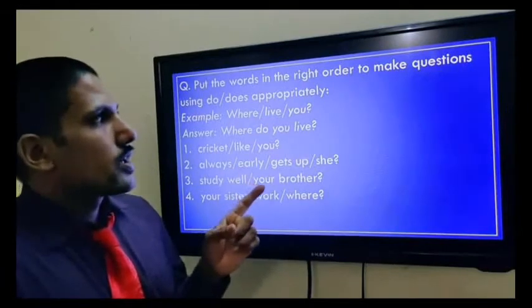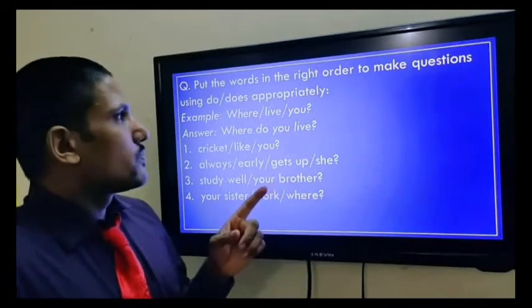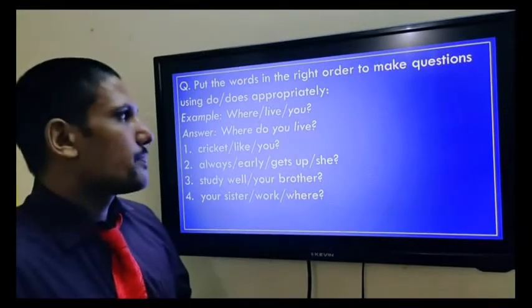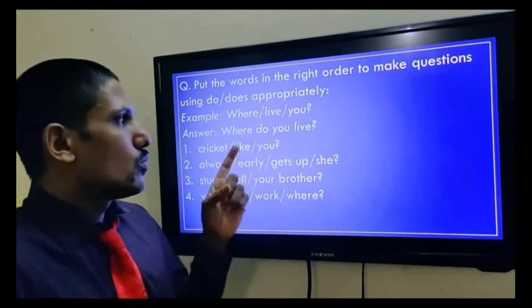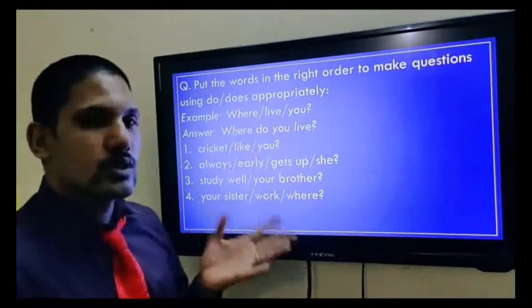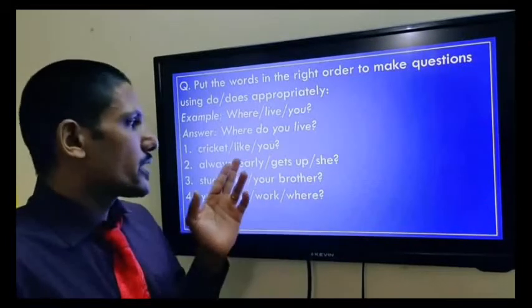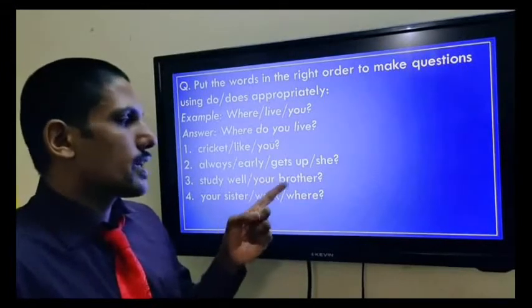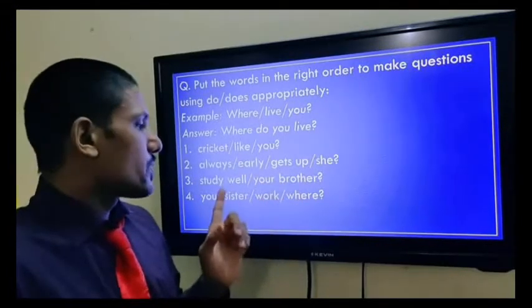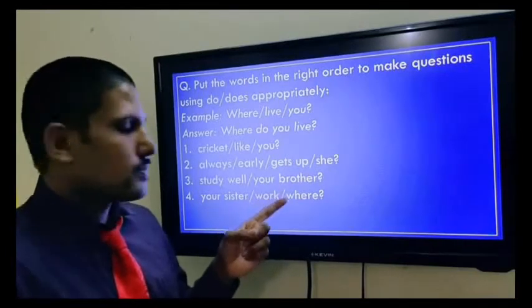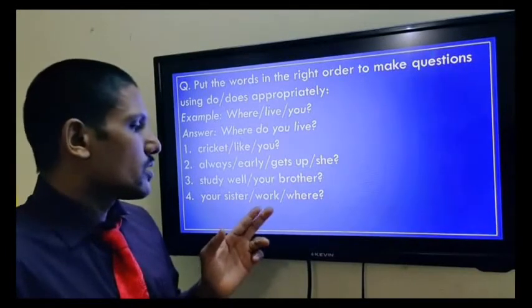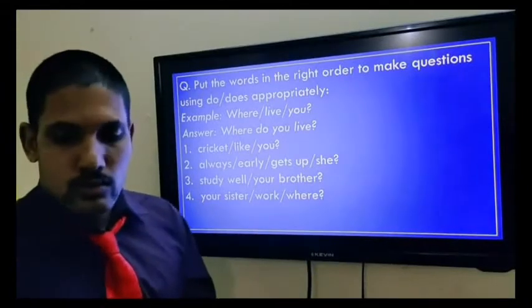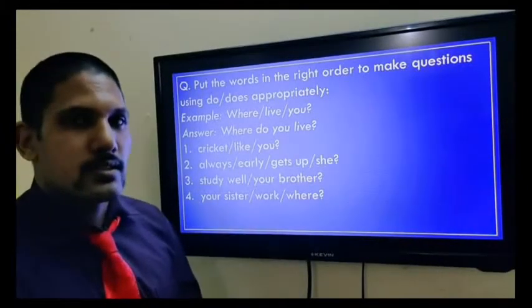Put the words in the right order to make questions, using do and does appropriately. Example. Where live you? Where do you live? Cricket like you. Always early gets up she. Study well your brother. Your sister work where. So this is about simple present tense.